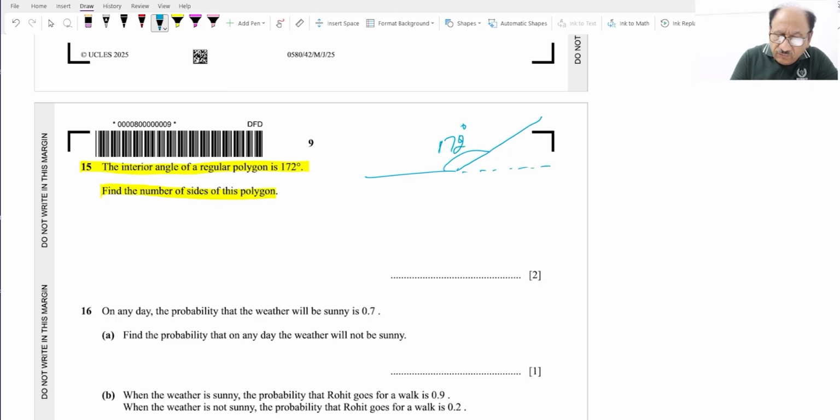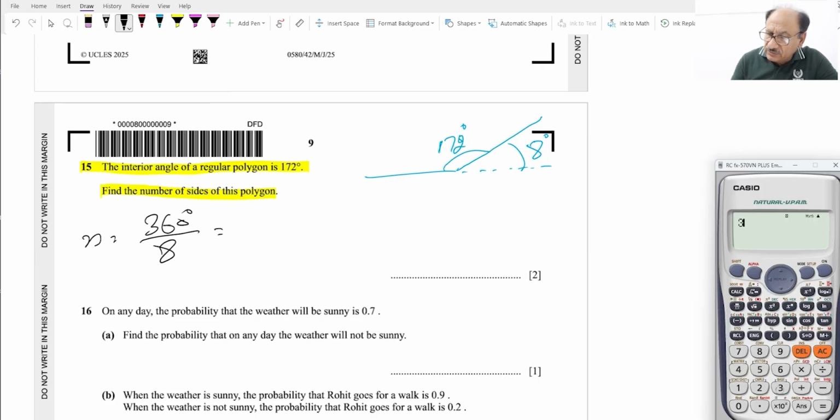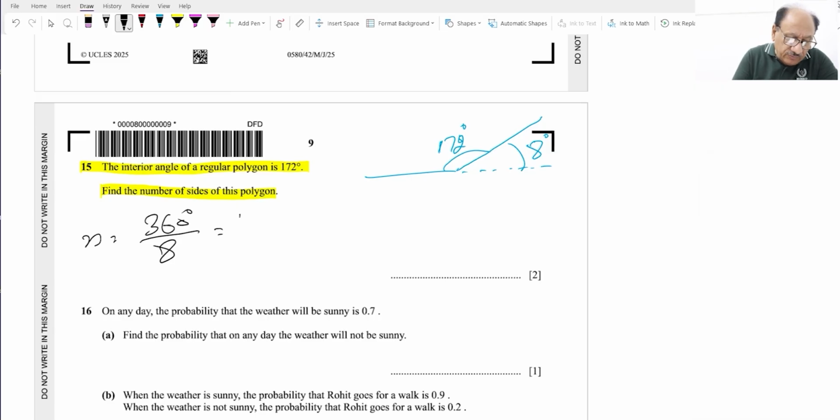And we can check for the exterior angle. So 180 minus 172 will be what? This will be 8 degrees only, and we know that to find the number of sides it will be equal to 360 degrees divided by the exterior angle. So 360 divided by the exterior angle, which is 8, will be 45. So 45 will be the number of sides. So 45 is our answer for 2 marks.